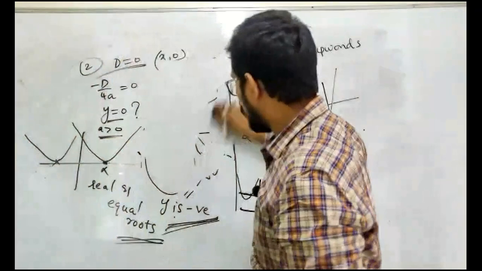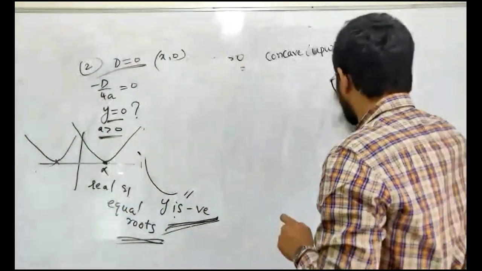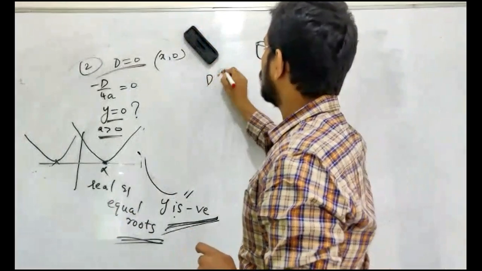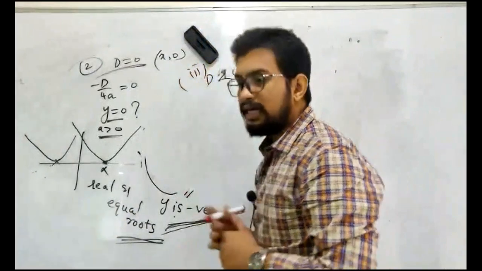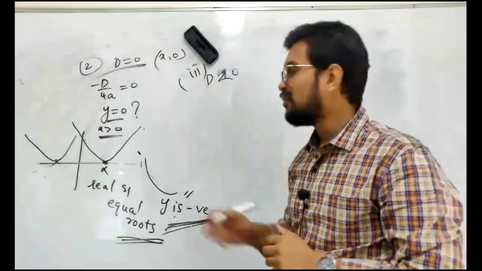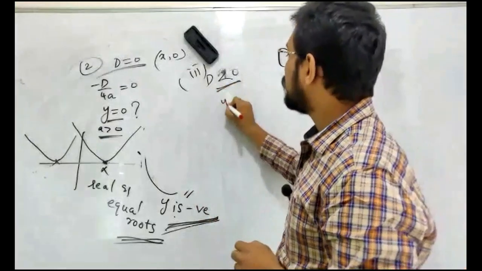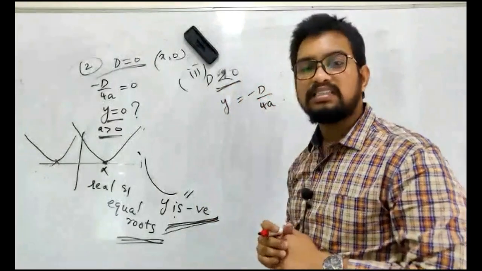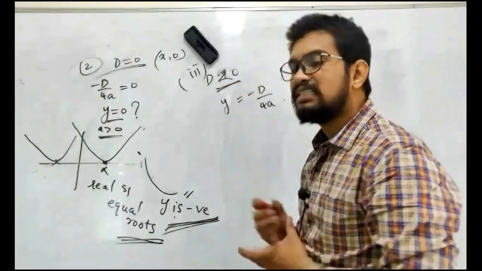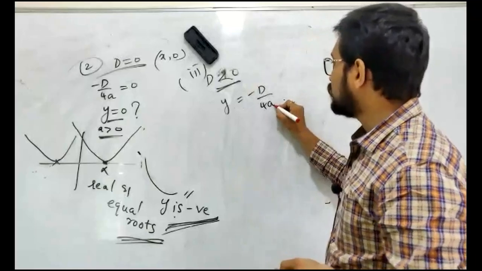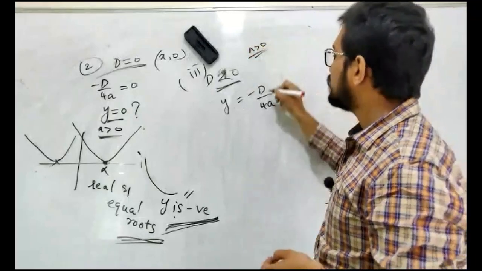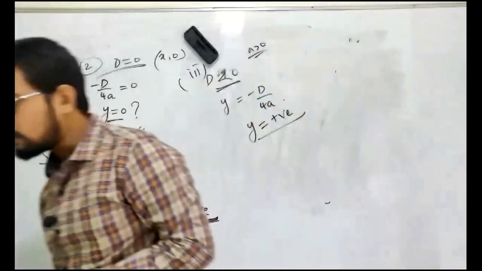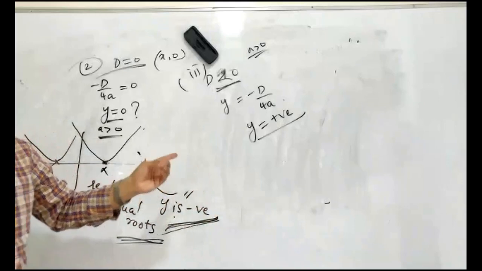Now, the third case I'll take is d less than 0. What if d is less than 0? What is the y coordinate? The y coordinate is minus d by 4a. Now d is less than 0, so this is positive, a greater than 0 and d less than 0. So the y coordinate is positive.